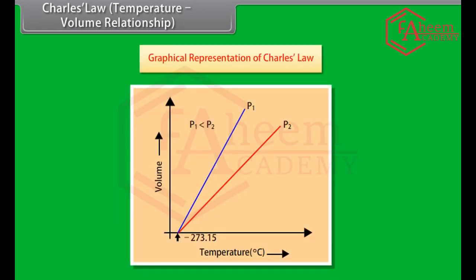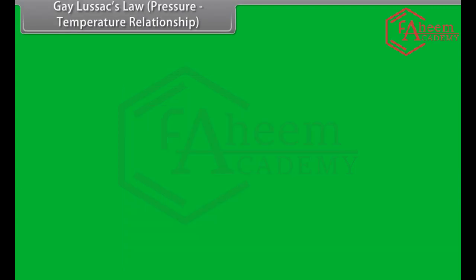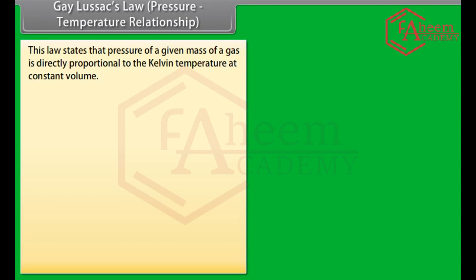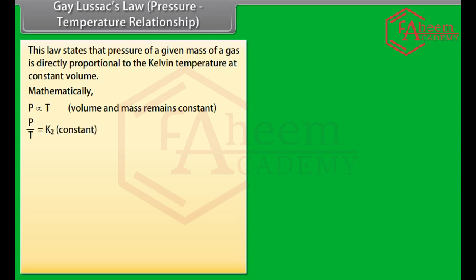Graphical representation of Charles' law. Each line of the volume versus temperature graph is called an isobar. Gay-Lussac's law. Pressure-temperature relationship. This law states that the pressure of a given mass of a gas is directly proportional to the Kelvin temperature at constant volume. Mathematically, pressure is directly proportional to temperature at constant volume and mass. P by T is equal to K2.